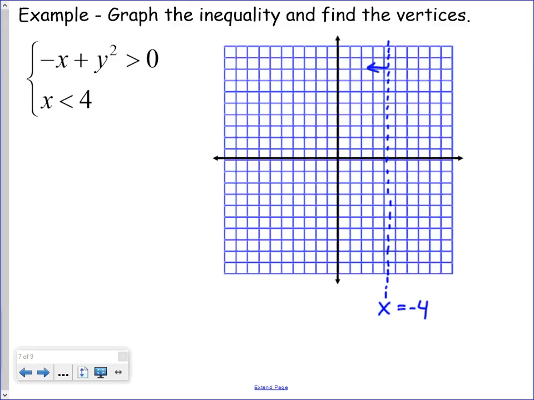Okay. Now, when you have a system of inequalities, the solution is really the overlap of both inequalities. So we have graphed x is less than 4, but we really need to focus on -x plus y squared is greater than 0. And some of us were looking at that a little bit puzzled. What are some solutions we could create for ourselves so we would be able to get a graph of -x plus y squared is greater than 0? Lillian, what did you think about?